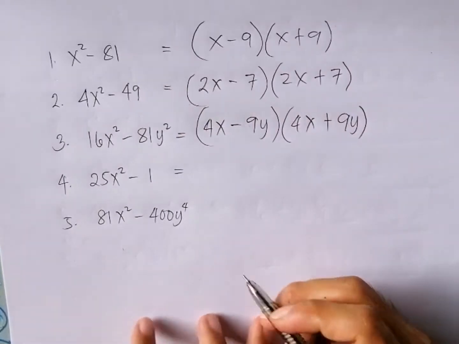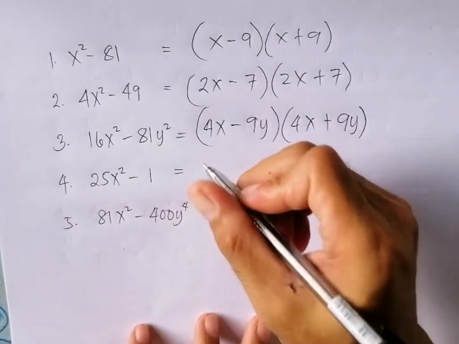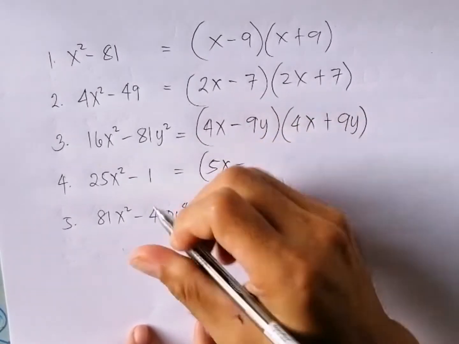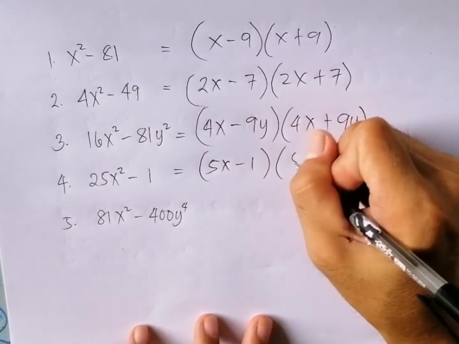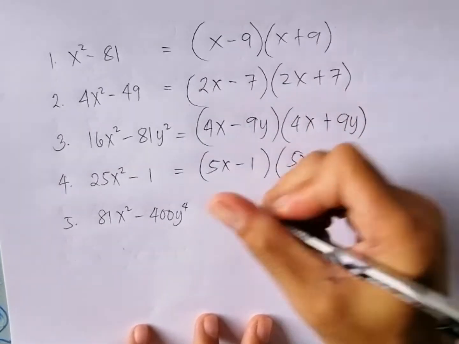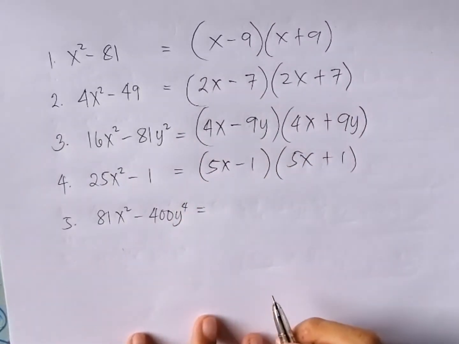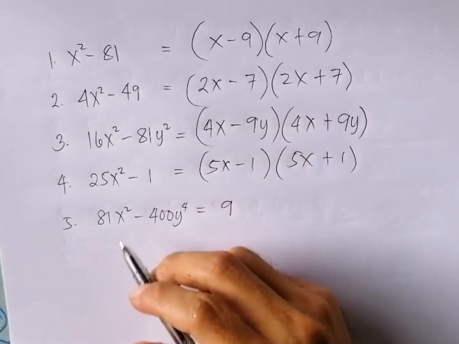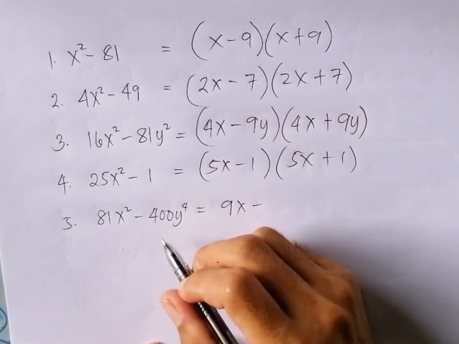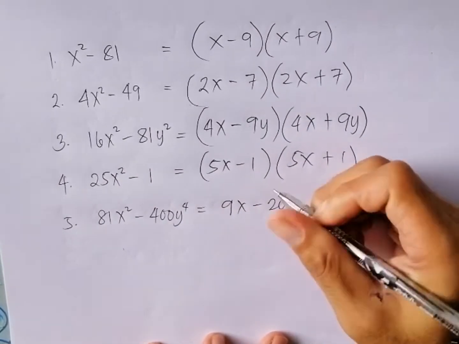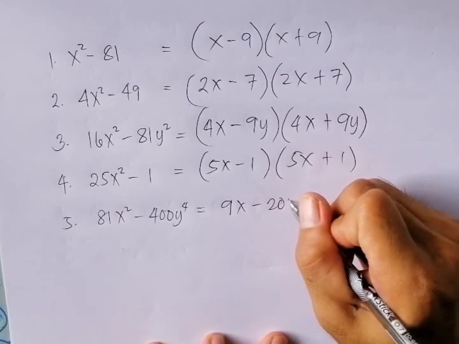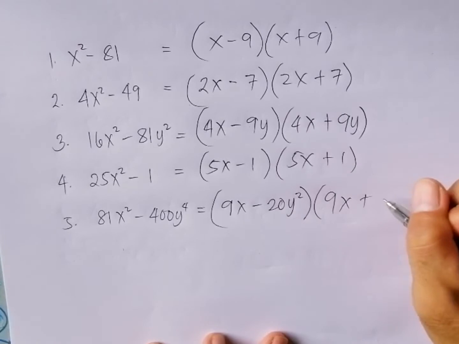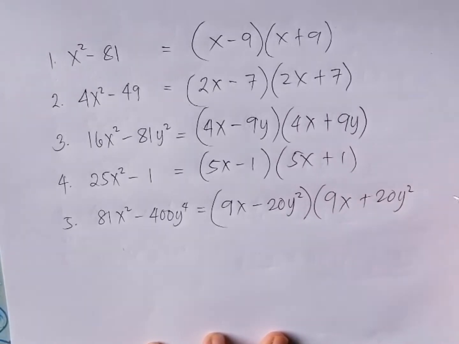Number 4, the square root of 25 is 5. Square root of x squared is x, minus square root of 1 is 1, then 5x plus 1. Number 5, the square root of 81 is 9. The square root of x squared is x, minus the square root of 400 is 20. Then the square root of y raised to 4 is y squared. Okay, times 9x plus 20y squared.